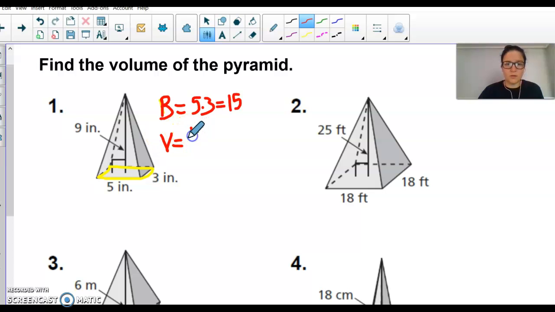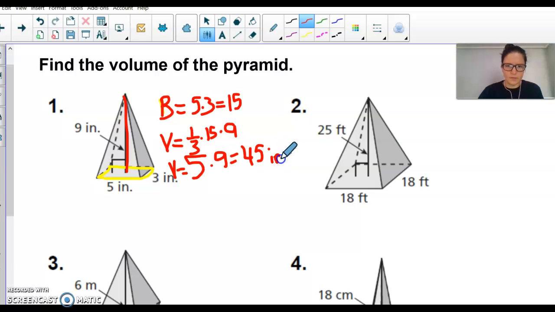your volume is 1/3 times your area of the base, so times 15, times your height, which is 9. So since this height is 9, you can do 1/3. 1/3 goes into 15, so 5 times. So 1/3 of 15 is 5. 5 times 9 is 45. So again, you can multiply that however way you want to.